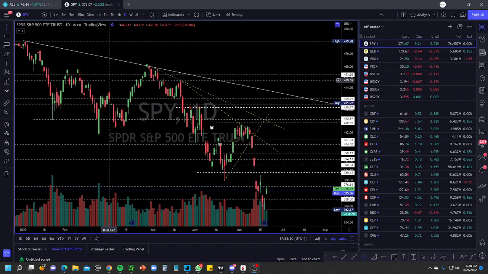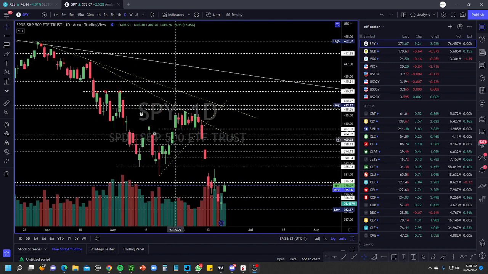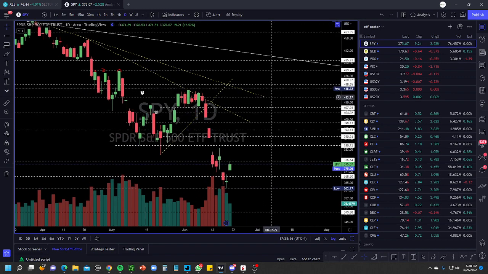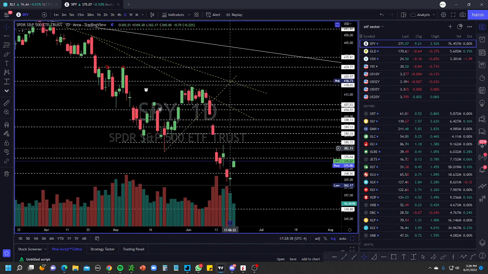So let's talk about what's going on in the market here. As you can see, this is the S&P 500 chart, and we can see the daily volume and the daily price action is straight up volatility, and that's what's been happening, and that's what's leading the market right now.